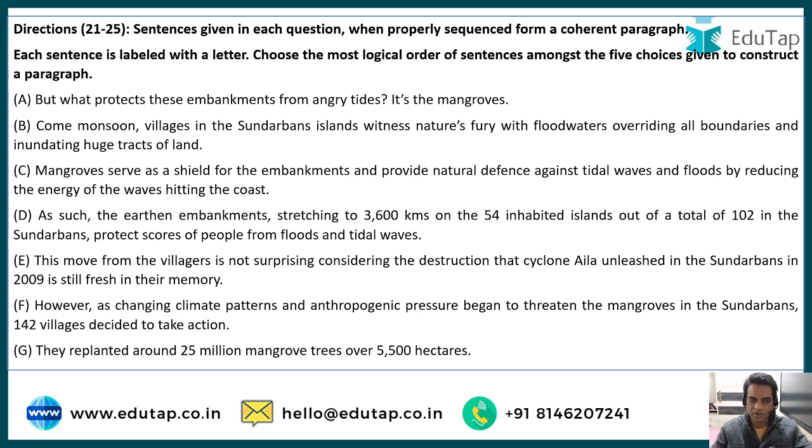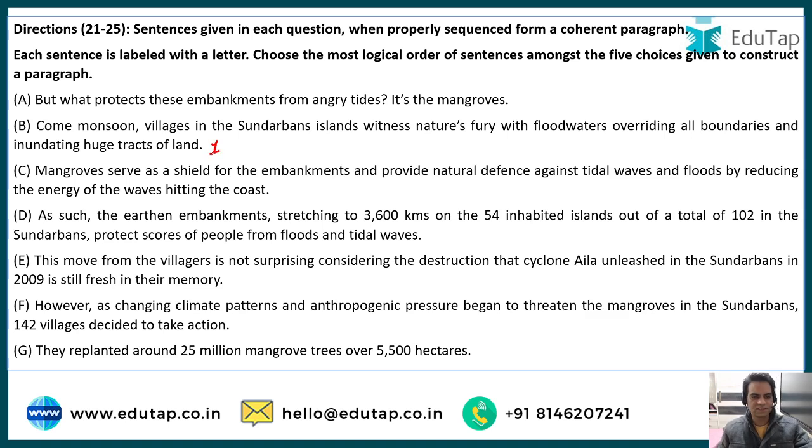However, as changing, again, however, cannot be the first sentence. They replanted, this cannot be the first sentence. So my options are B or C. So come monsoon, villages in Sundarbans witness nature's fury. So I think the correct first sentence is, guys, option number B for me.